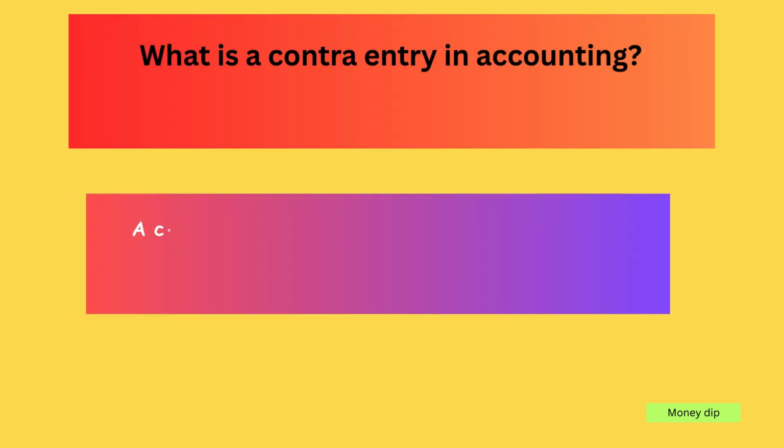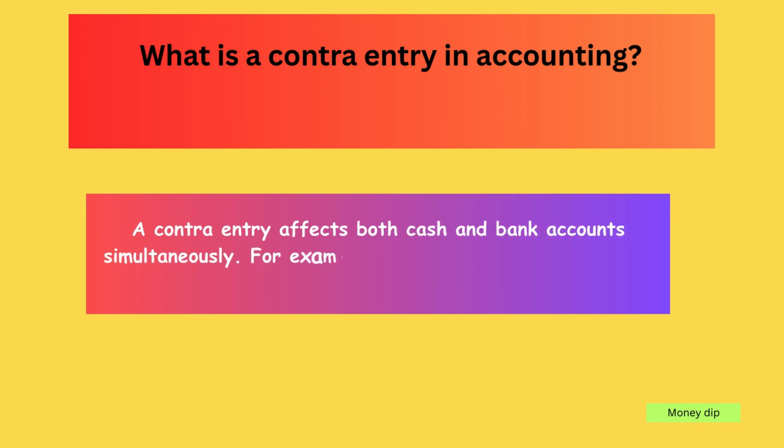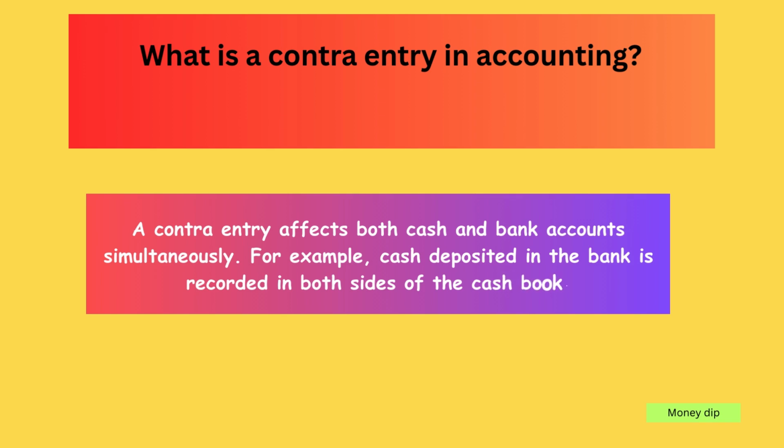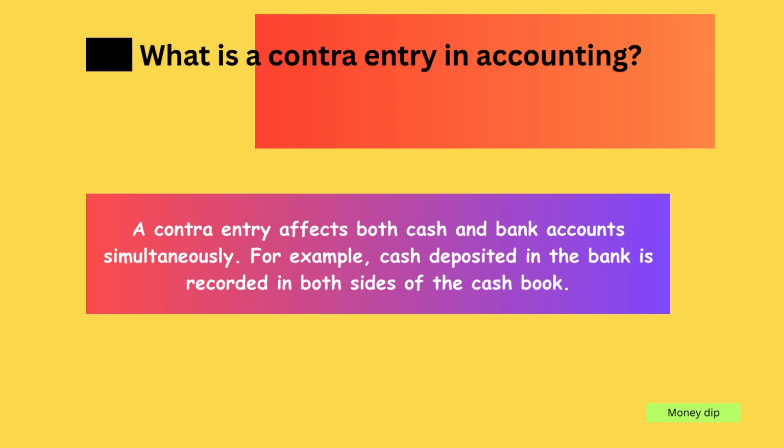What is a contra entry in accounting? Answer. A contra entry affects both cash and bank accounts simultaneously. For example, cash deposited in the bank is recorded on both sides of the cash book.